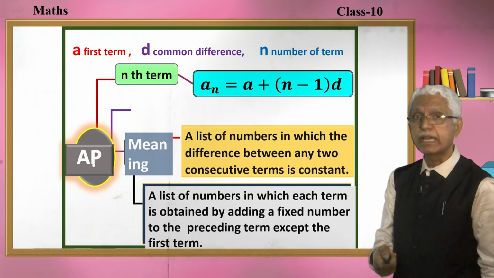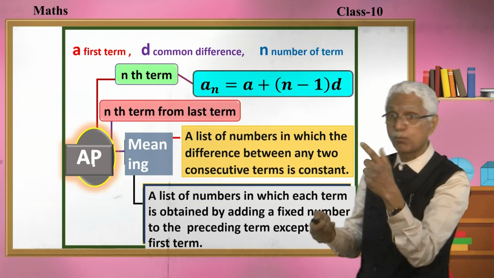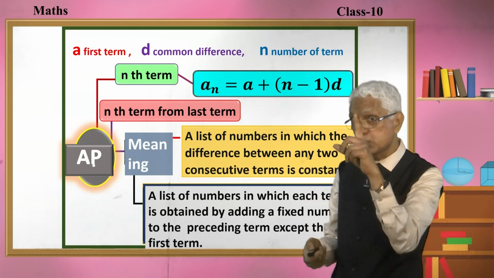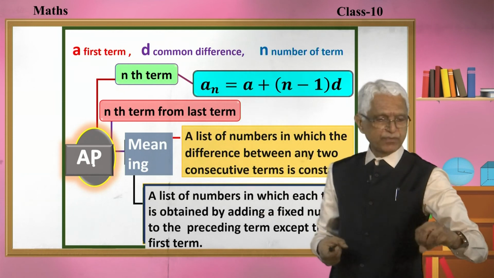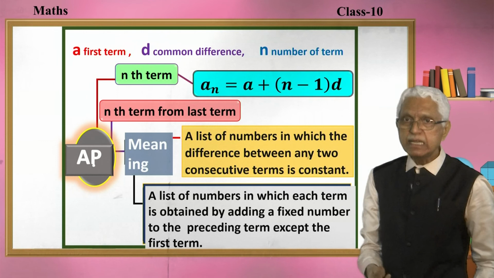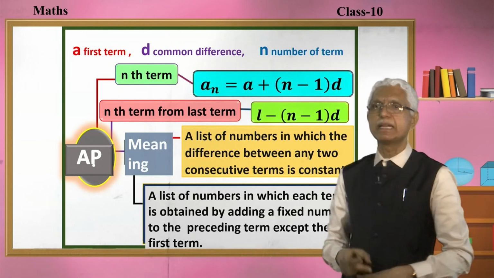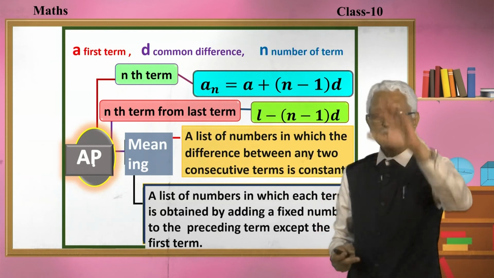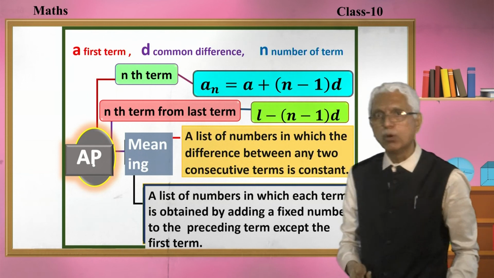What else we are looking at? Okay, nth term from the last term, most important. There will be usually a problem on this. 10th term from the last term, 15th term from the last term, nth term from the last term is given by the formula L minus (n minus 1) into d. Correct? This is what we have learned today in the first session, I hope.